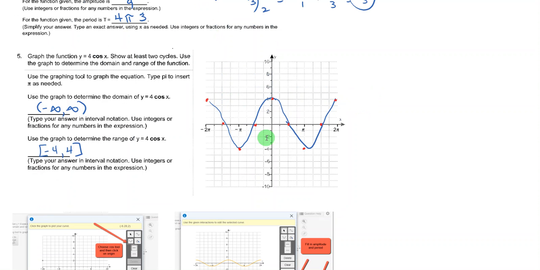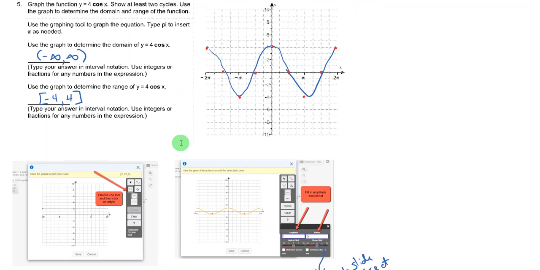Now, number 5, you're going to be doing some graphing on the computer. And so I've tried to put in some screenshots to show you how you're going to do that. 4 cosine x. So what we should notice, our amplitude is 4. Our period is 2 pi over 1, so 2 pi. We'll answer these after we do this graph.